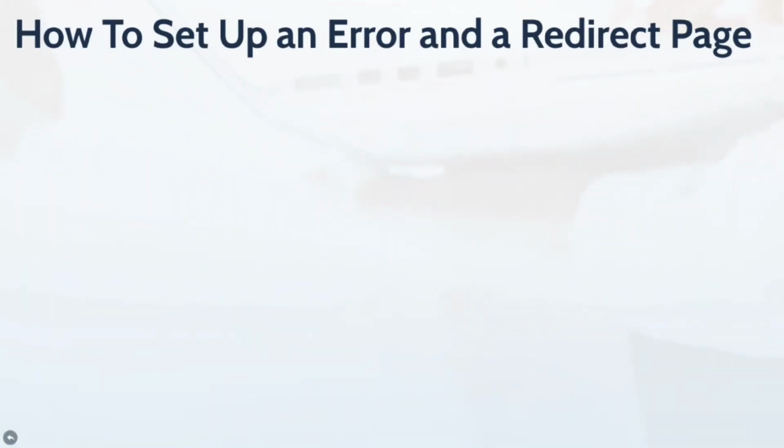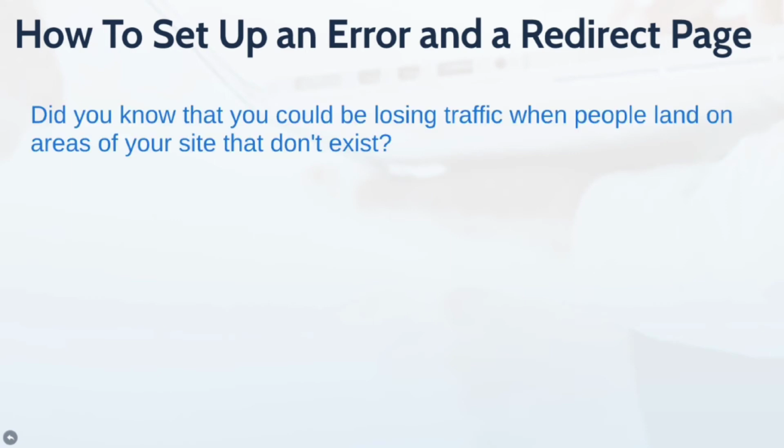Welcome to video number 6, and in this particular video we're going to talk about how to set up an error and redirect page. Did you know that you could be losing traffic when people land on certain areas of your website that don't exist? In other words, over the years of maintaining your website, you'll have pages and elements, videos, zip files, whatever, that will disappear. Over the years they will be indexed by Google, and if somebody clicks on that through Google and comes to your website, it will lead to what we call a 404 error page.